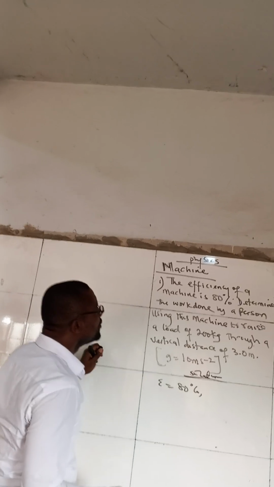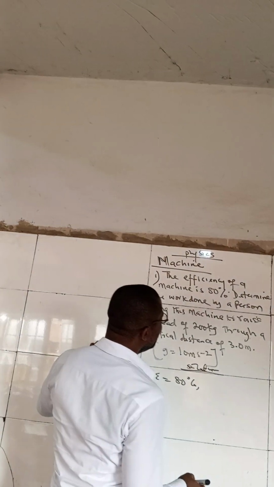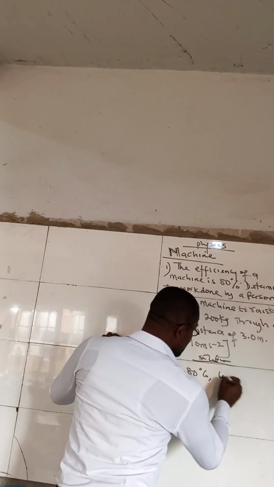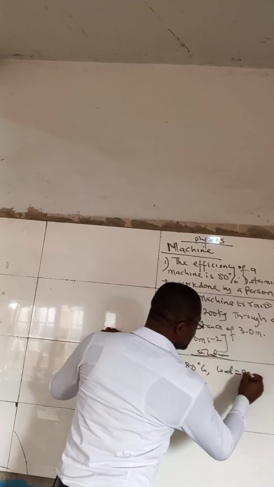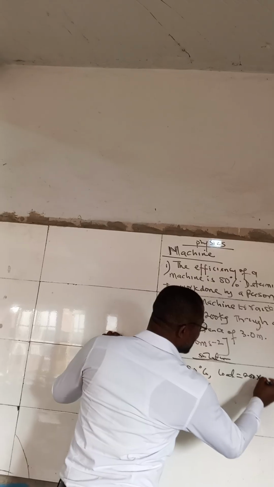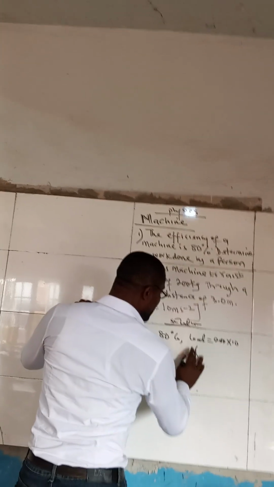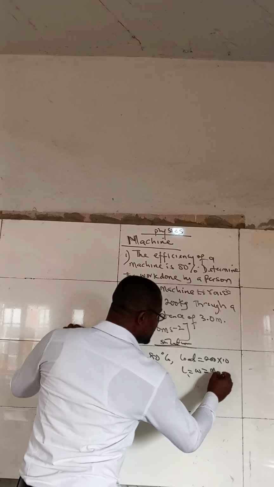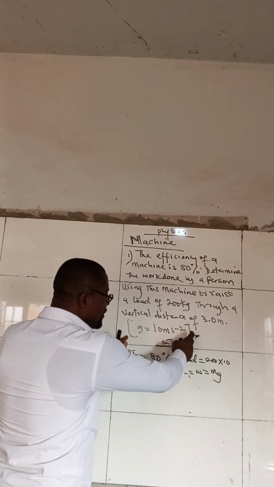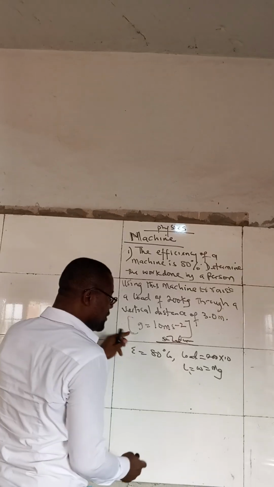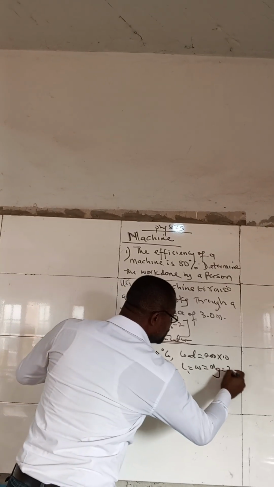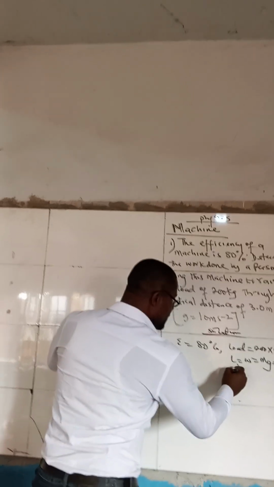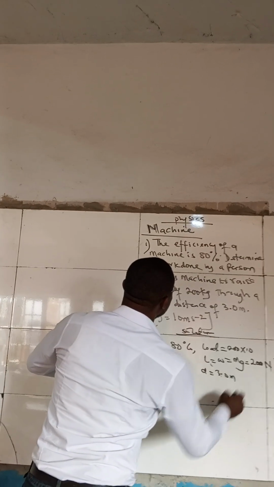What else do we know? We also know the load is 200 kg, but we have to multiply it by 10 because load is almost the same thing as weight, and weight is mass times acceleration due to gravity, g. So you now have 2,000 Newton. We also have the distance given as 3.0 meters.